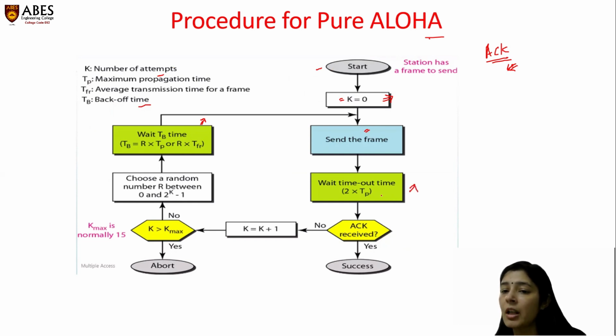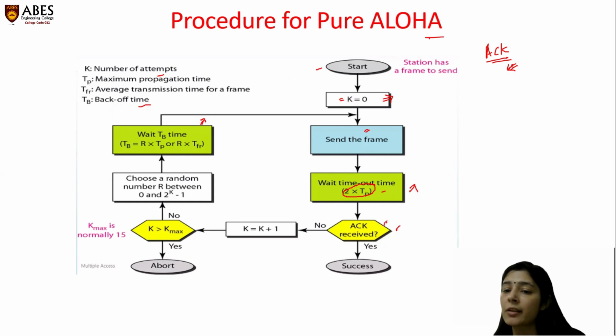The timer timeout time will be calculated using this formula. Here we are multiplying the propagation time by 2, so that we can calculate the timer timeout. So the station will wait for this period of time, to see whether the acknowledgement is received or not received before this period ends.